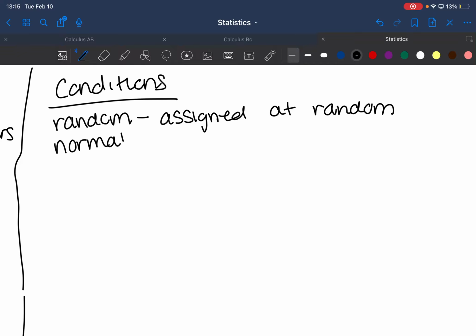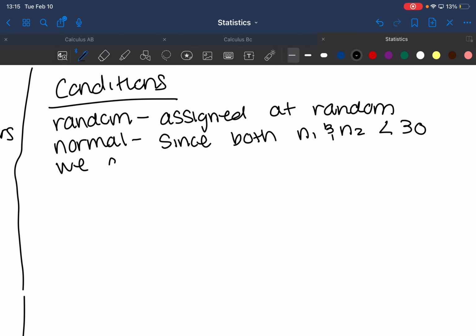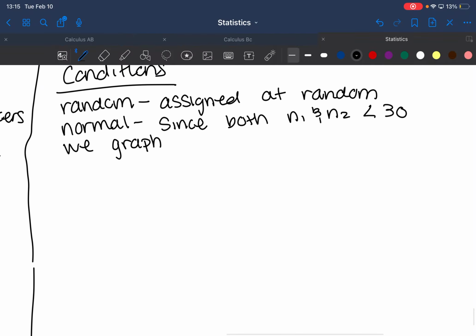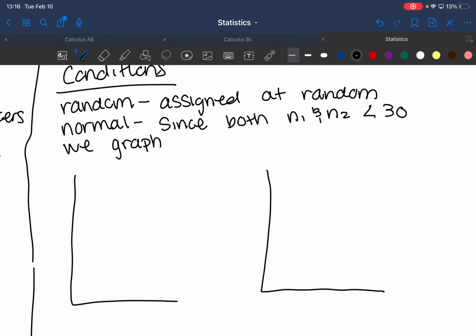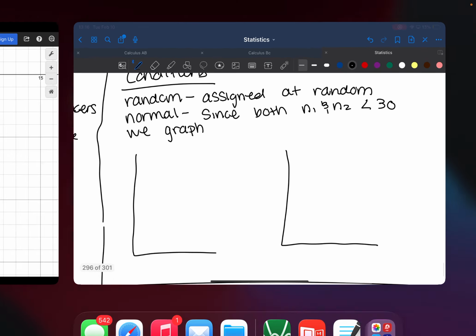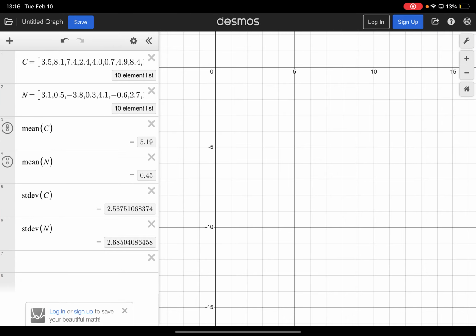Then I'm going to check normality. And both of my sample sizes are 10. Is 10 greater than or equal to 30? No, so I say since both n1 and n2 are less than 30, we graph. And how many graphs are we going to have to do? 2. So you're going to make 2 histograms, and then we're going to look at those histograms and describe if there are outliers or extreme skewness. I'm going to walk you through that on Desmos. If you already know how to do the histogram, just go ahead and do that on your own.